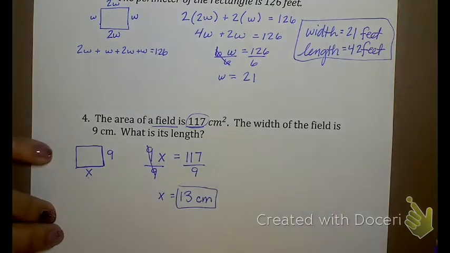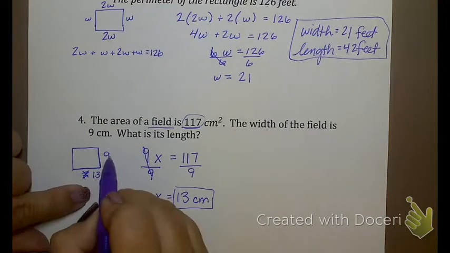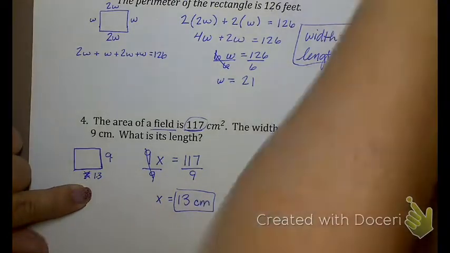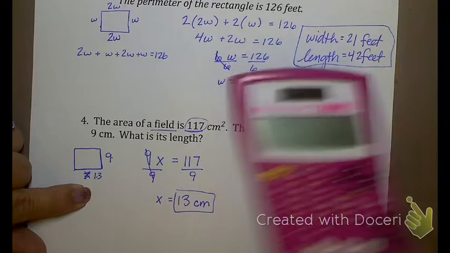And I can always double check. I can come back here and say, okay, if this is 13, 13 times 9 should be 117. 13 times 9 is 117.